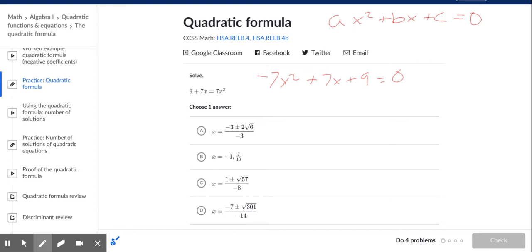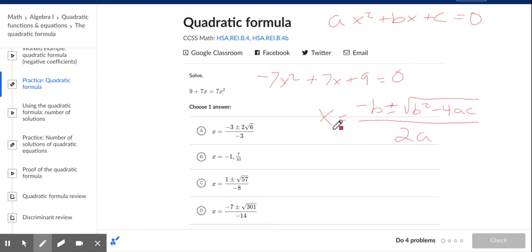So the quadratic formula goes like this. X equals negative b plus or minus the square root of b squared minus 4ac over 2a. Probably like, wow, that's a lot. Do I need to memorize that? Eventually, yes. But right now, not necessarily.